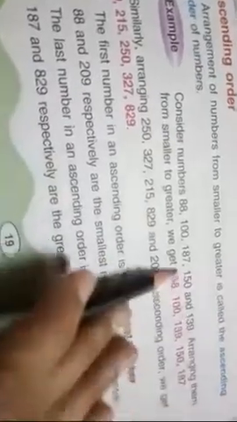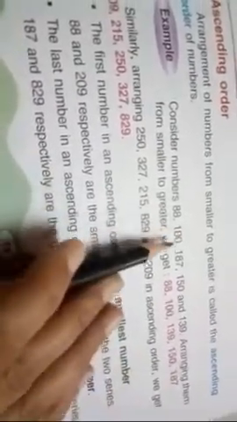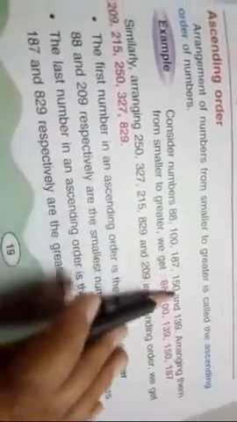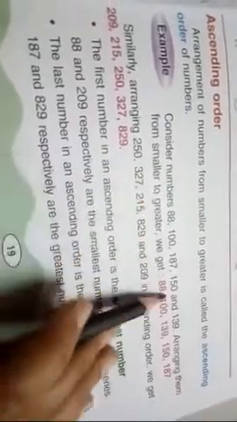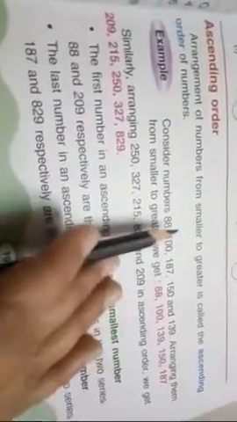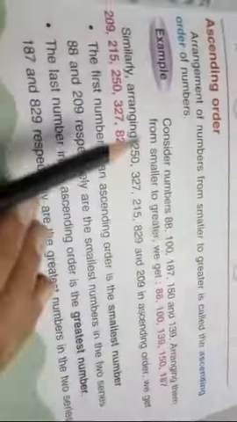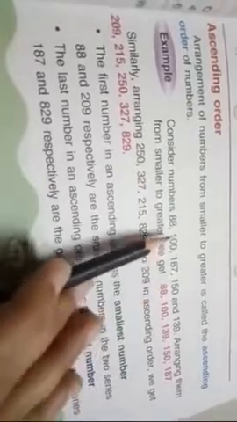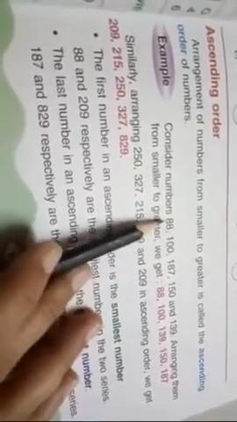Okay, example is given over here: 88, 100, 187, 150 and 139. So this arrangement is not in proper order, and question asks you to arrange it in ascending order. Now, arranging them from smaller to greater, this means ascending order. Now what you have to do? 2 digits number, as we have done now. Greater than, smaller than, how to know? The same you have to do here. Ascending order means smaller to greater. 2 digits number 88, it will come first.